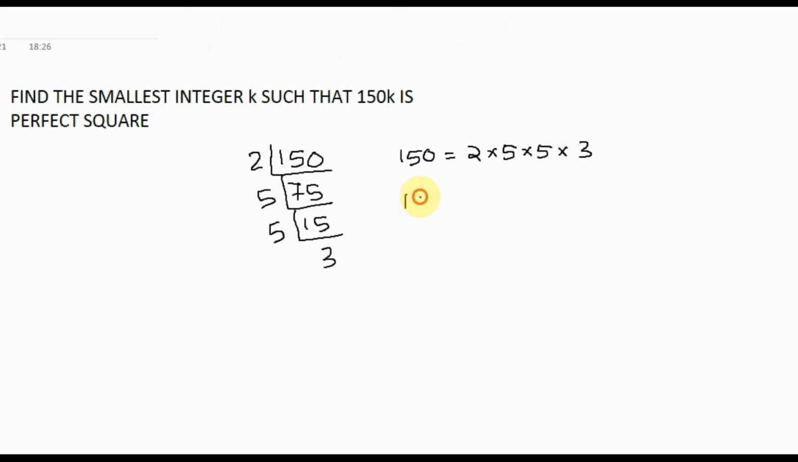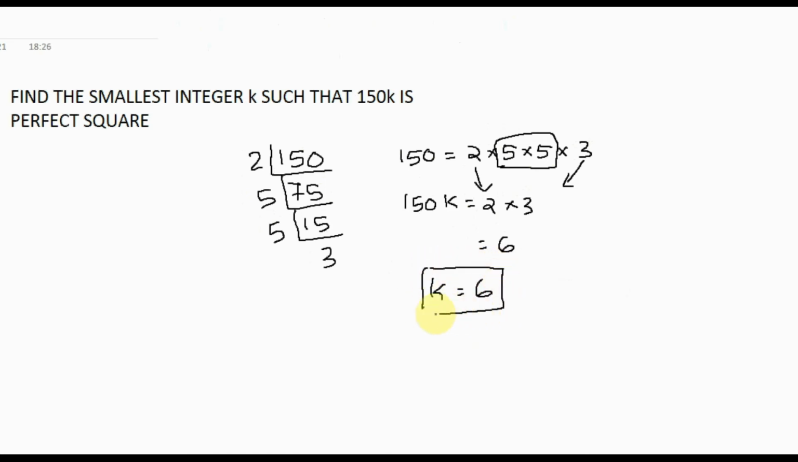But for 150k to become a perfect square, we need each number to have pairs. Here 5 has the pair, so no problem. So 2 needs one more, and 3 needs one more pair. That is equal to 2 into 3, which is equal to 6. That is why k is equal to 6. We can write the answer k is equal to 6. When we multiply 150 with 6, we get the perfect square, that is equal to 900.